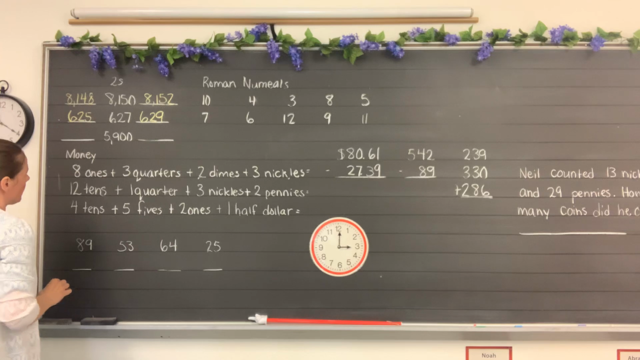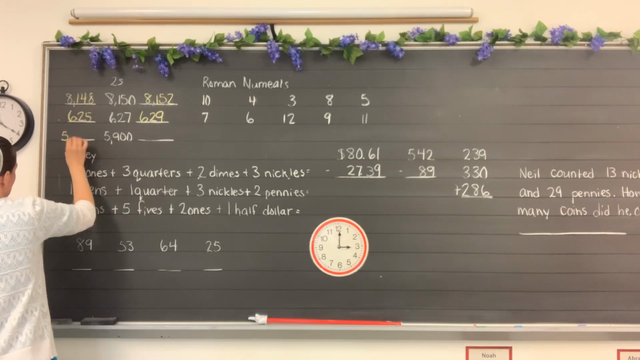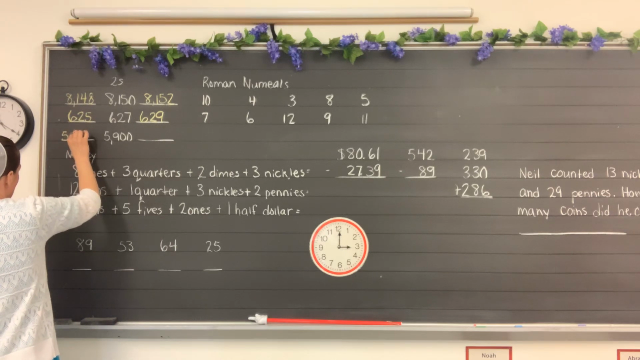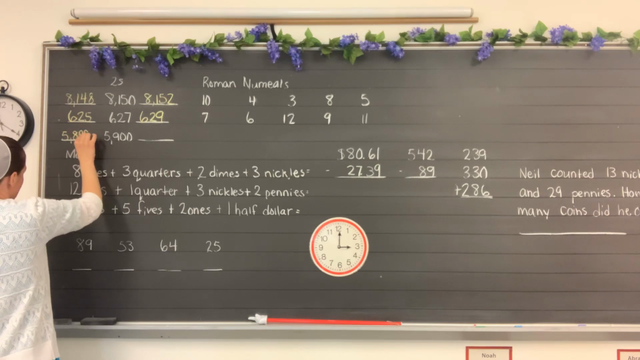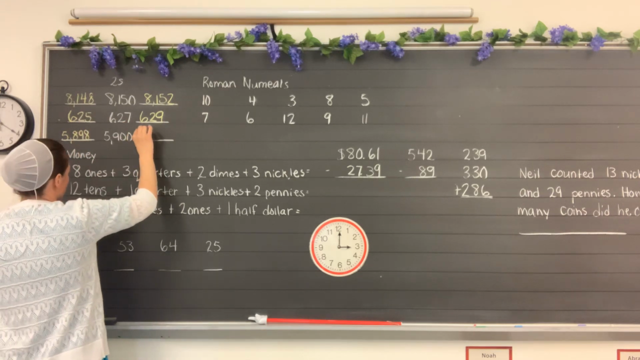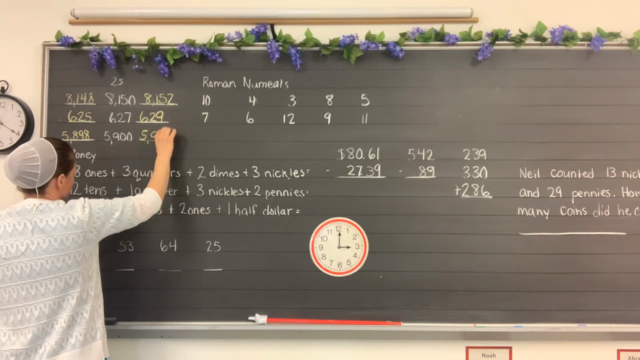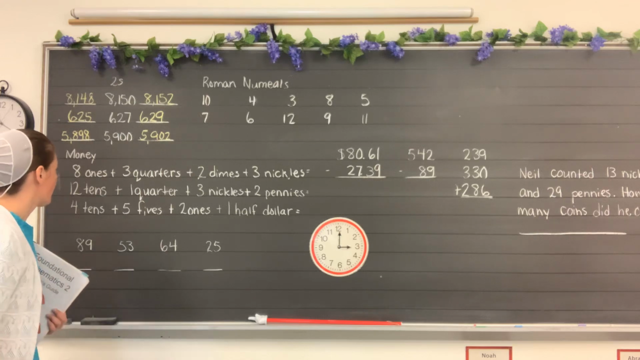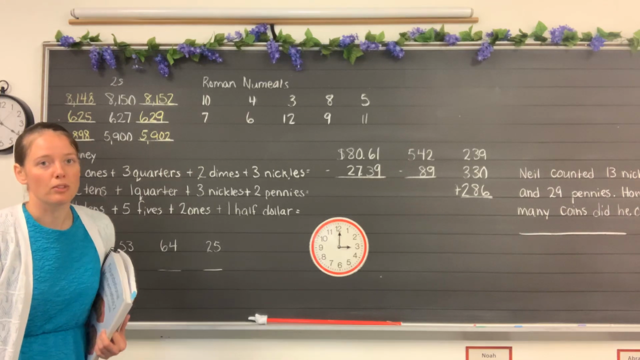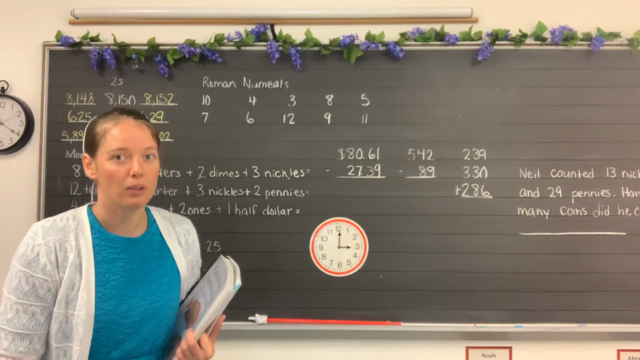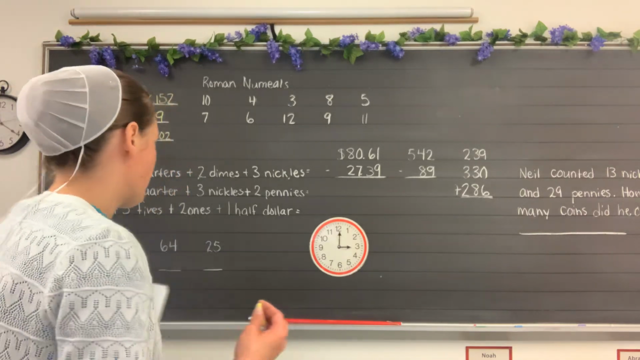5,900, so we have 5,898. And then we have 5,902. Okay, so they're giving us some big numbers to work with now. I guess they're thinking we're going to get smarter here soon, hopefully.